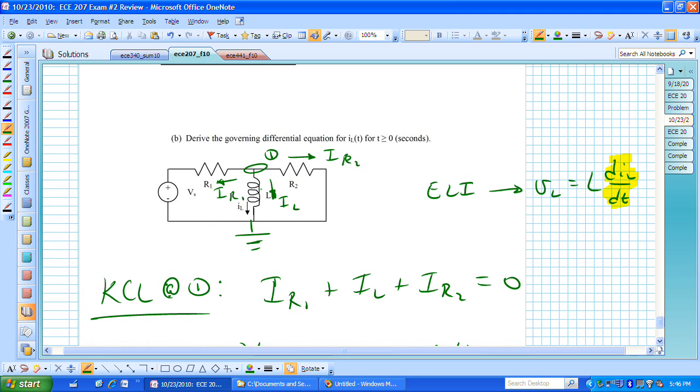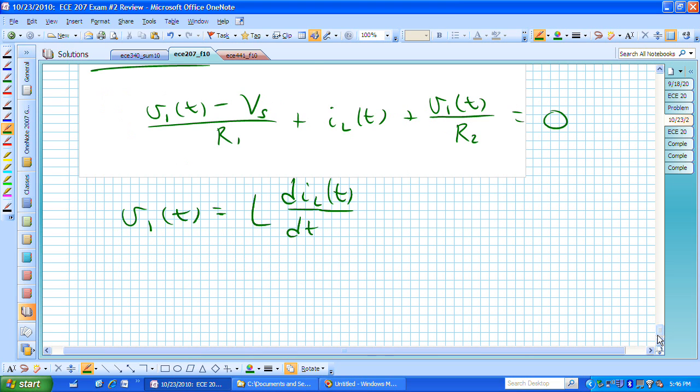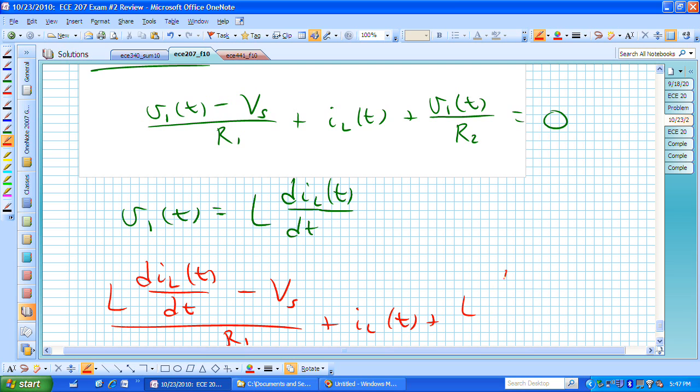Now what we need to realize is that V sub 1 of t is the same as the voltage across that inductor, and from ELI we can write that voltage in terms of the inductor current. That means everywhere we see V sub 1 of t, we can replace it with L di sub L dt. Doing that, we have L di sub L of t dt minus V sub S over R sub 1, plus i sub L of t, plus L di sub L dt of t over R sub 2, is equal to 0.